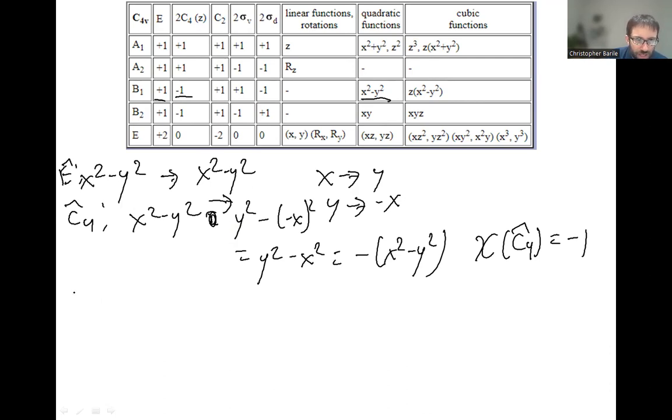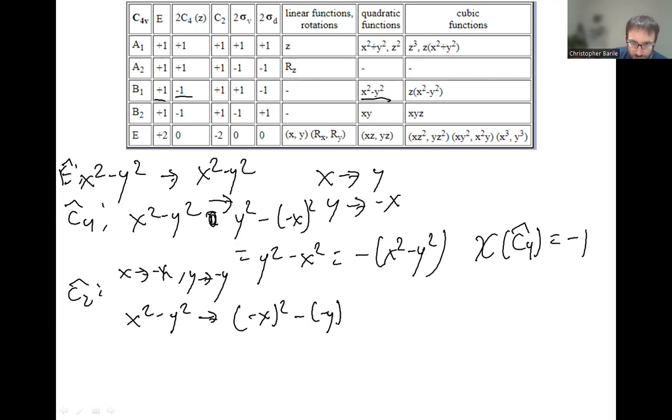We keep going with C2. C2, we know that x goes to negative x and y went to negative y. These are the 180-degree rotations. So x squared minus y squared goes to the quantity negative x squared minus the quantity negative y squared, which of course is just equal to x squared minus y squared. So x squared minus y squared just went to itself. So the character is going to be a plus 1, and that checks out.